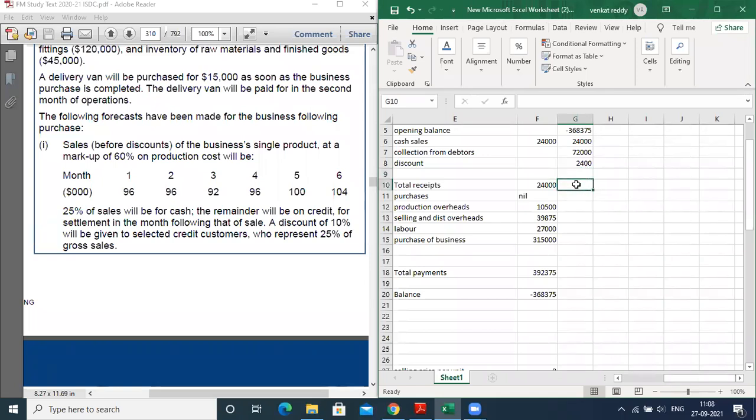So what will be the total receipts now? Now just present it in brackets. Actually, it is okay. Let me show you. So the total receipts will be, so it is 2,74,775. I hope it is clear. Yes, is that clear?